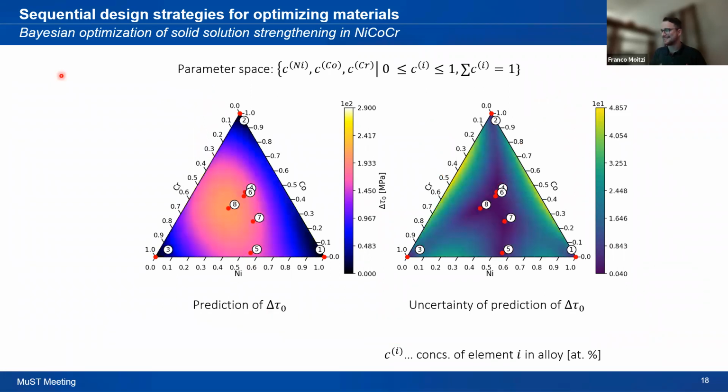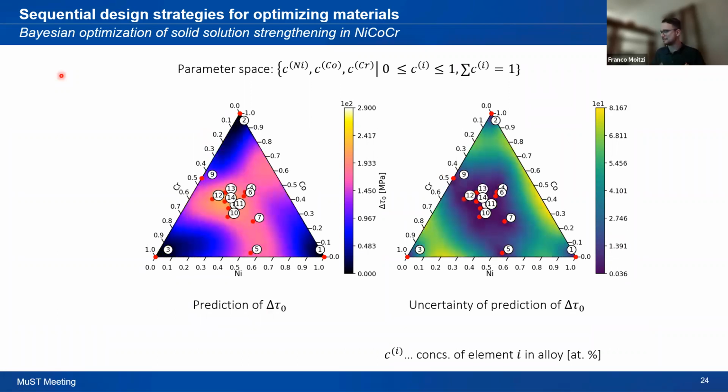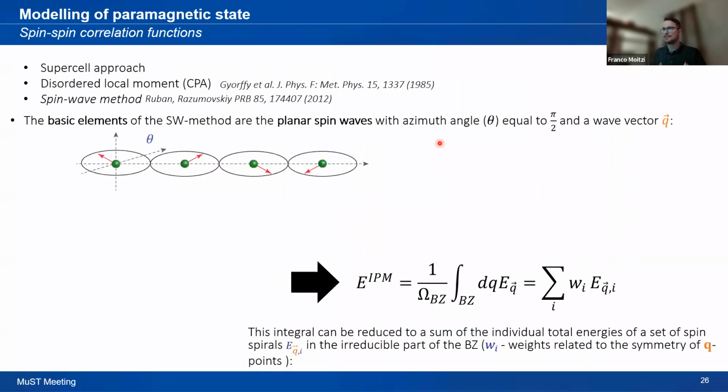And here you can see I just made a small kind of movie about how this optimization process is finding the maximum. For example, here you have the high uncertainty in this region. That's why it tries to also sample this. Right.